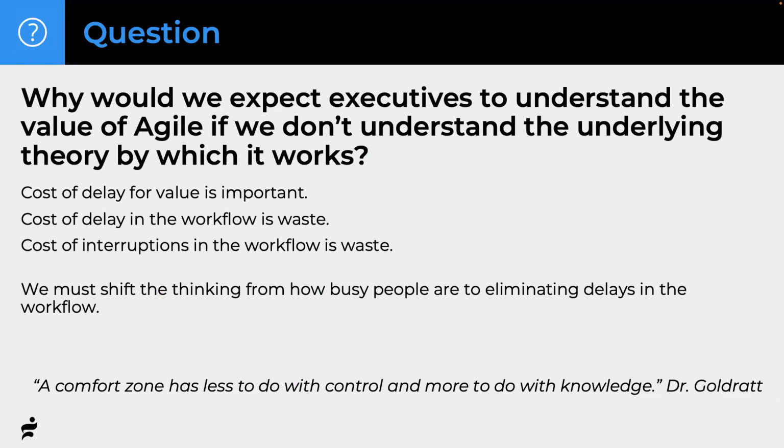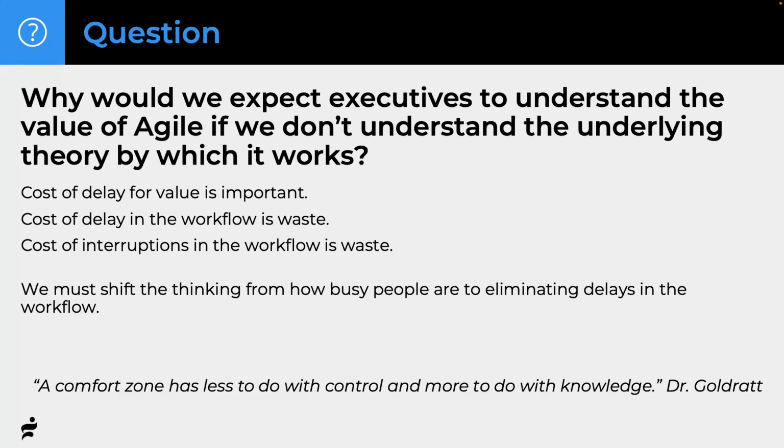Now, here's a question. Why would we expect executives to understand the value of Agile if you don't understand the underlying theory by which it works? This is a pet peeve of mine. You've probably seen it in my LinkedIn. I believe, and we're going to talk about this in another session, that you can get a solid understanding of what's going on. We've already talked about a lot of things. You don't see everything, but that doesn't mean you don't see anything.